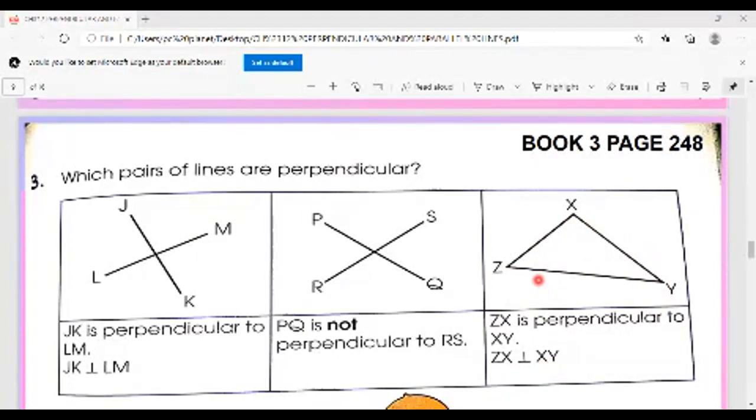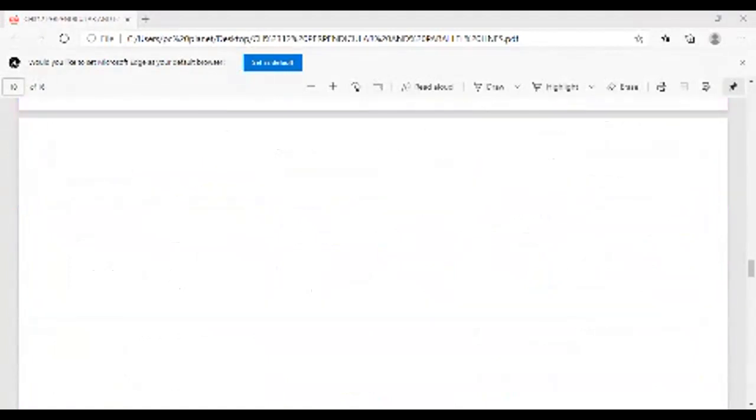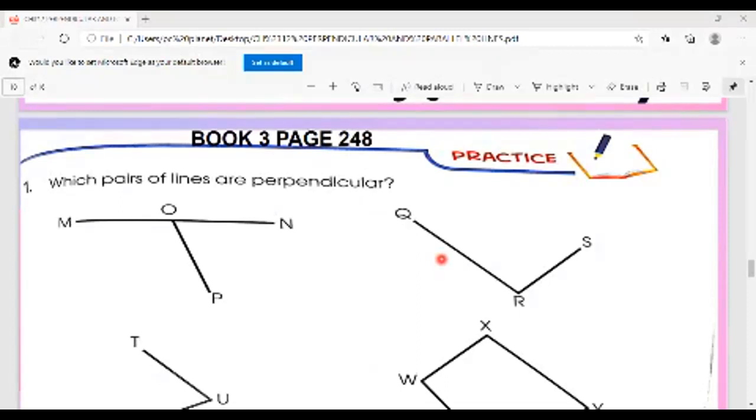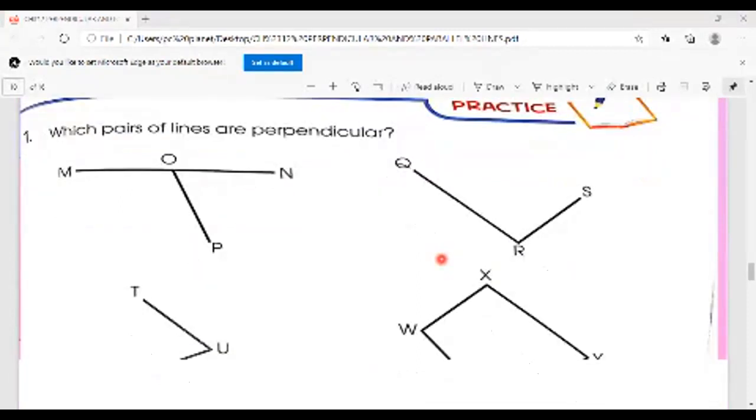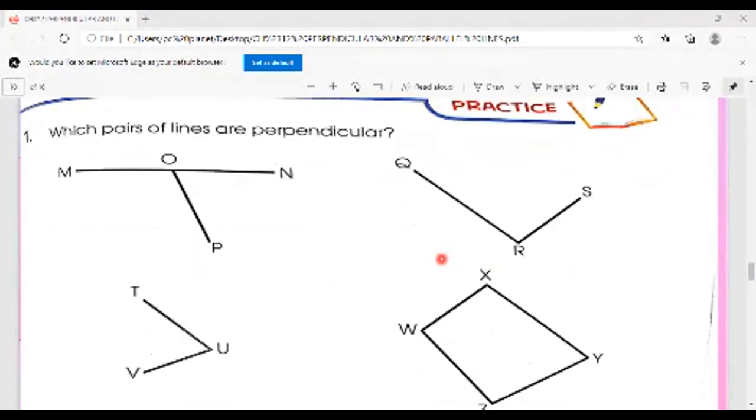Now it's your task to solve the next question, and it is given in the form of practice. Everyone move to the practice question, and my slide will take a little bit more time to get uploaded. Yes, it's just uploaded. Which pair of lines are perpendicular?